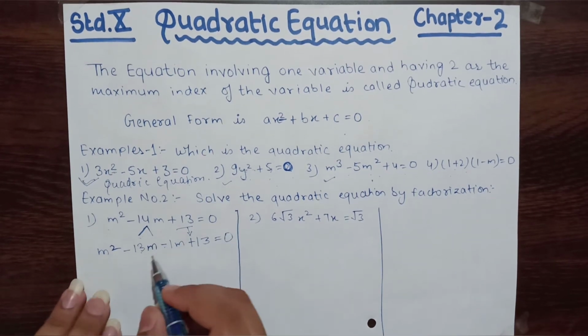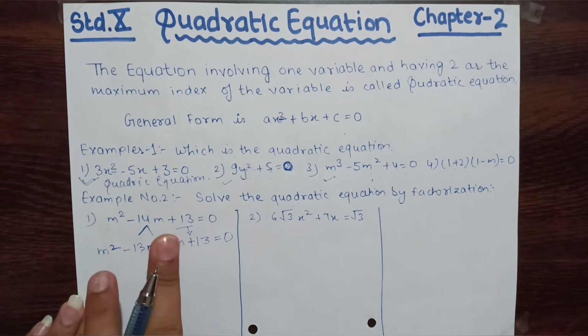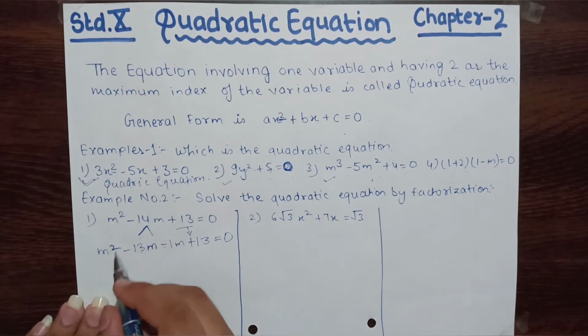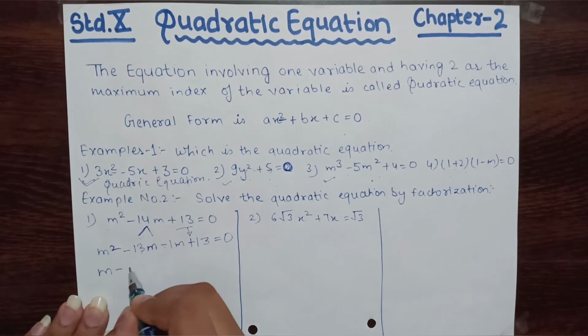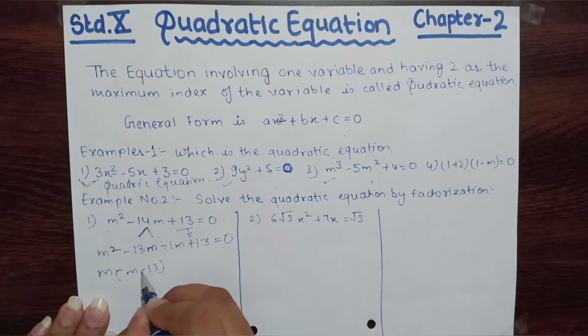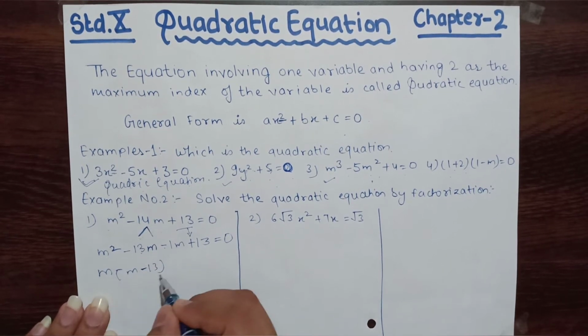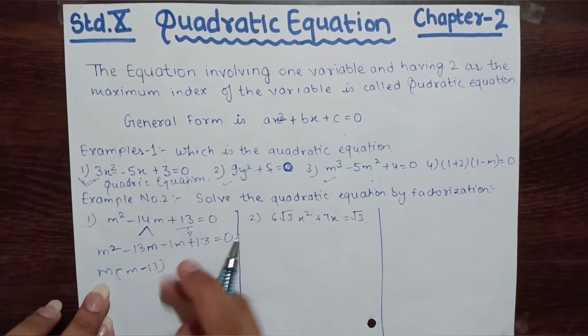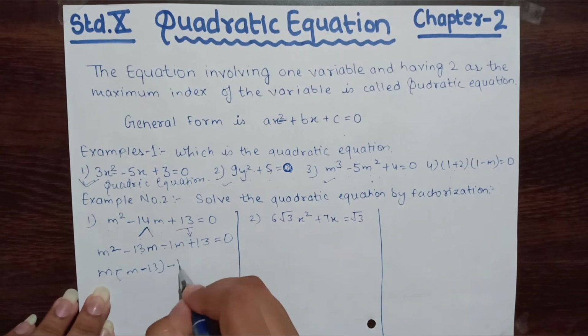The next step is how we can split this term into factors. From the square part we will split into the normal terms. So first of all we will take m common: m into m minus 13. So it will become m into m, m square, minus 13 into m. So we have to first split this, and after that we should take care that the next term should be the same.